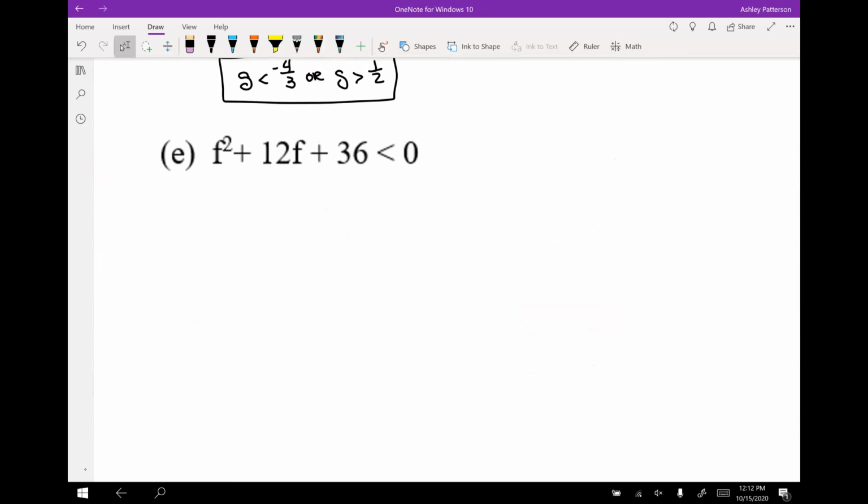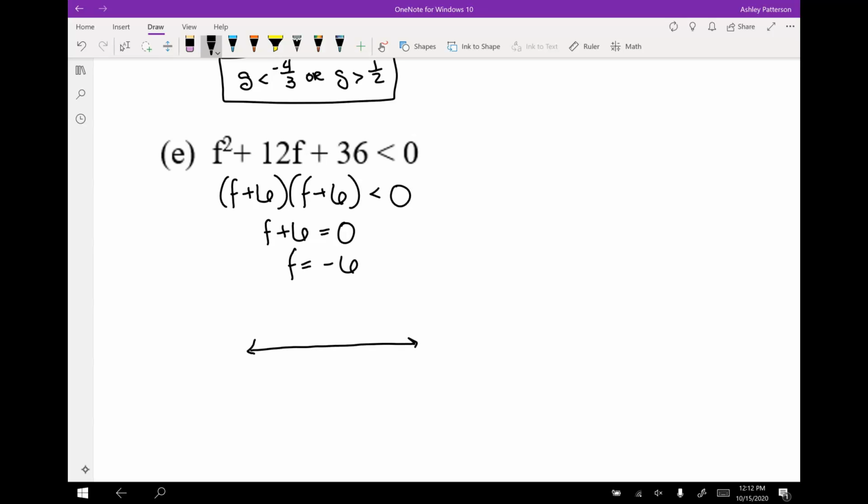Okay, so here we are, the variable is f. And I see that it is, yet again, another perfect square trinomial of f plus 6 times f plus 6 being less than 0. What does this mean? This means that we have a double root where f is equal to -6. So the vertex, the x-intercept, is -6, and it opens up, just to give us the little sketch.